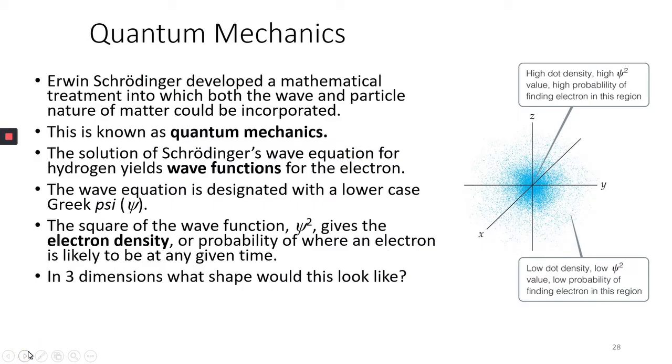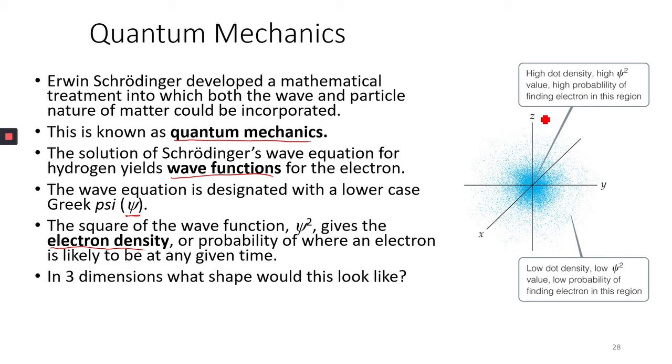So how did this all come about? Well, in our last video we talked about de Broglie and Heisenberg's principle, and then Schrödinger took it a step further. He used something that we now call quantum mechanics, and he did some powerful math, and he came up with this wave function for the electrons. He came up with a wave equation that's represented with this Greek psi symbol. And if you take the square of that function, it gives you the electron density, which basically tells you the probability of where an electron will likely be at a given time.